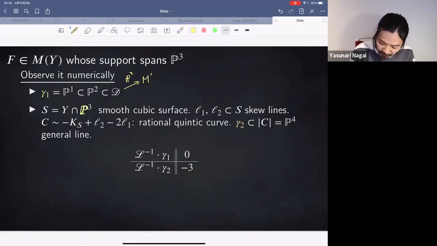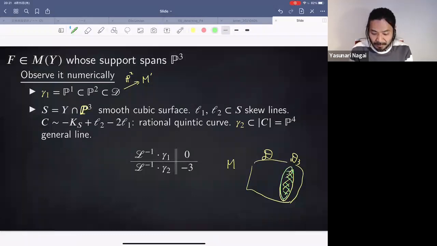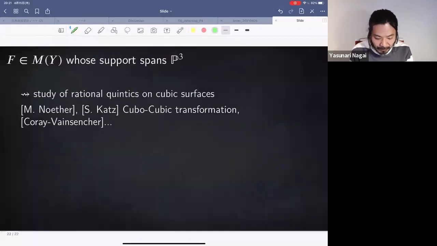So that means we have moduli space M and some divisor D. But we have a sublocus D3. And here, the intersection with the determinant line bundle is really negative. So that suggests that we need some kind of modification here, something like a wall crossing phenomenon. Okay, so now we are concentrating on studying rational quintic curves on cubic surfaces.